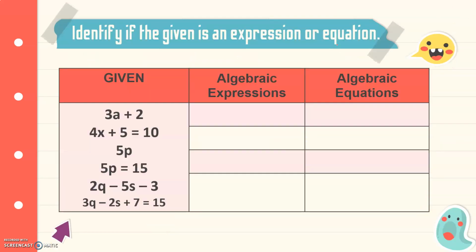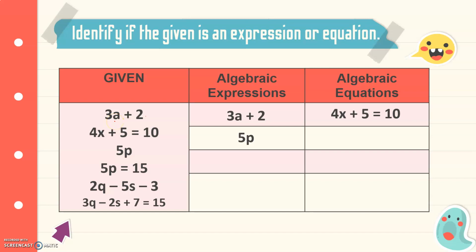Okay, let's have some examples. Identify if the given is an expression or equation. So let's have 3a plus 2. Since we do not have here an equal sign, then this is an expression. Then we have 4x plus 5 equals 10, which is an algebraic equation because it has an equal symbol.